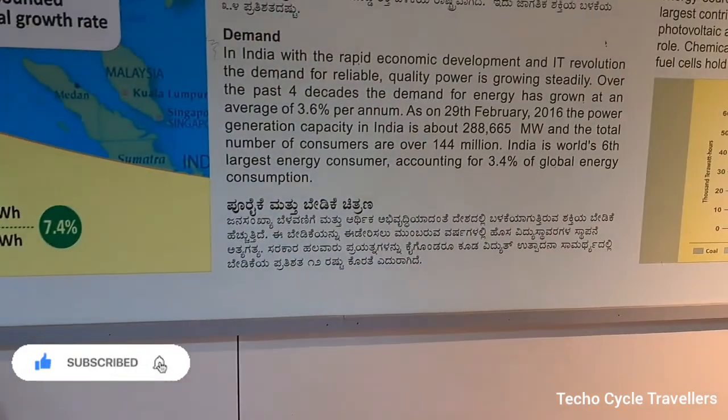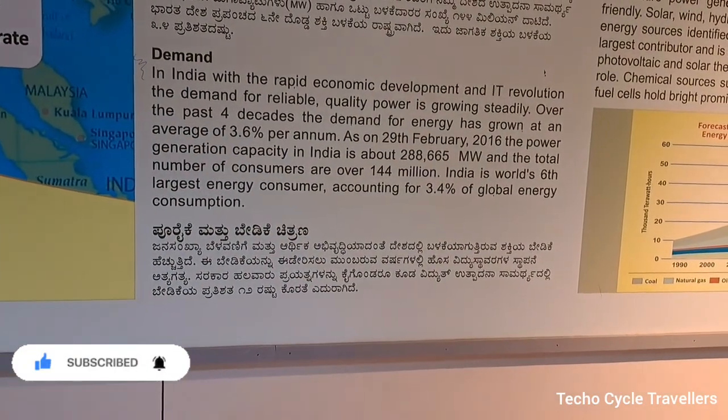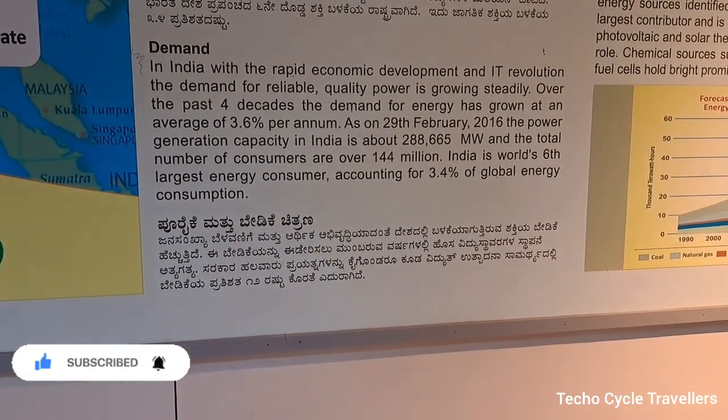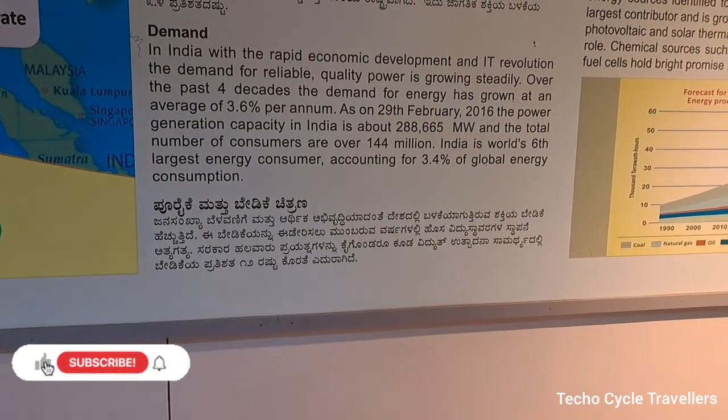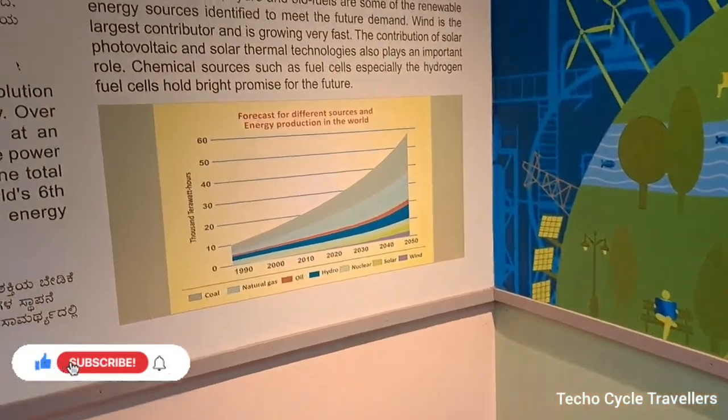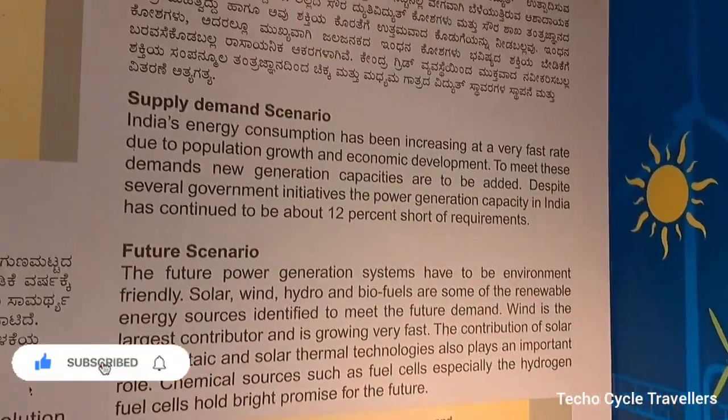Where is 2,88,665 megawatts? And where is 144 million? I got only those. How I got it, supply.